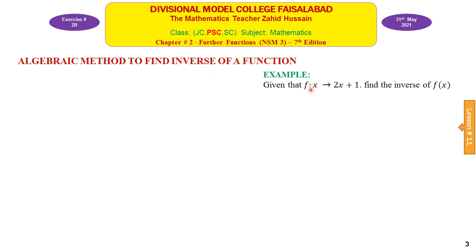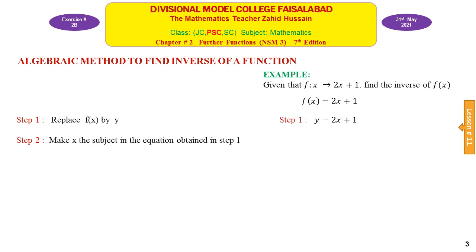If the function is given in this form, f such that x is mapped onto 2x plus 1, and you are asked to find the inverse of this function, then we will first write the function in this form, f of x is equal to 2x plus 1. After writing the function in this form, we will start finding the inverse. We will replace f of x by y. If the function is already given as y is equal to 2x plus 1, then there is no need of step 1. If the function is given in this form, we will first write it in this form and we will replace f(x) by y.